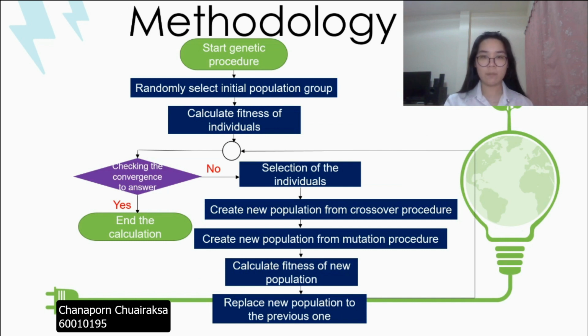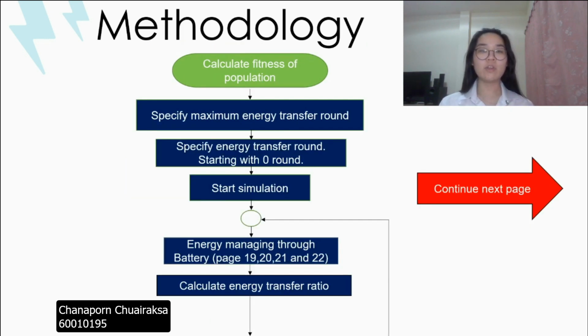Select the initial population group and evaluate it. If the value converges to the answer in MATLAB, it finishes the calculation. Conversely, if it's not, create a new population and repeat again. In evaluating the suitability of population, set the maximum energy transfer rate and start at zero. Secondly, manage energy to the battery and calculate the energy transfer ratio with the equation in the theoretical background part.